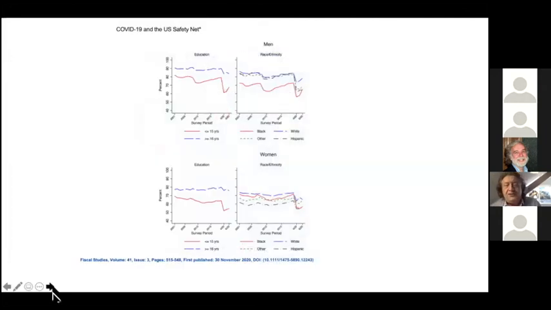And again, this is data from the United States, which is looking at the effect on employment in men and women. You can see that dip in employment coinciding with the pandemic. But what you can see here is that dip in employment is really much more marked in those with low educational levels, and it's much more marked in non-white ethnic groups.